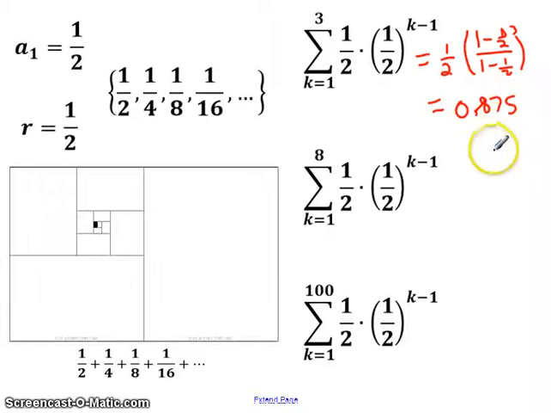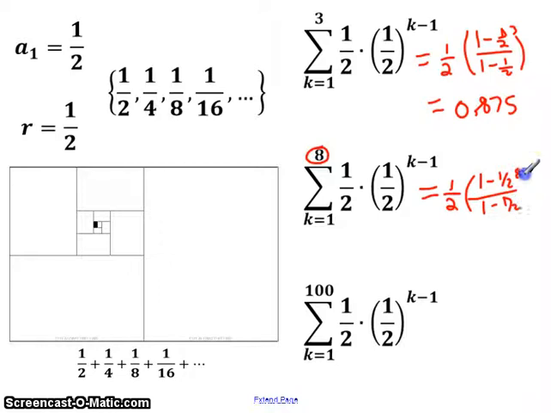So we're actually getting pretty close to 1 already with just a few terms. If we keep going and stop at n equals 8 to see what our total is, we would have 1/2 times 1 minus 1/2 to the 8th power divided by 1 minus 1/2, and that gives us 0.9961 of a piece of paper, and that's rounded off. There's some more digits after that.